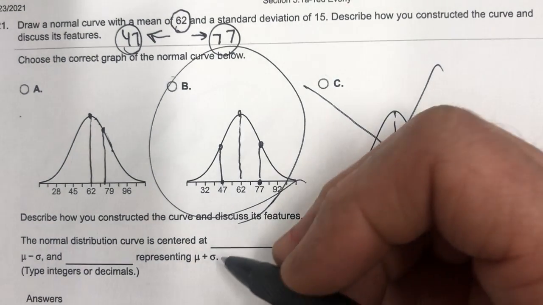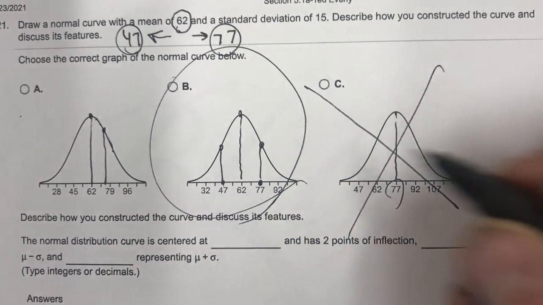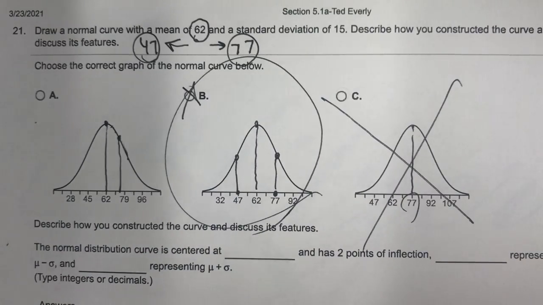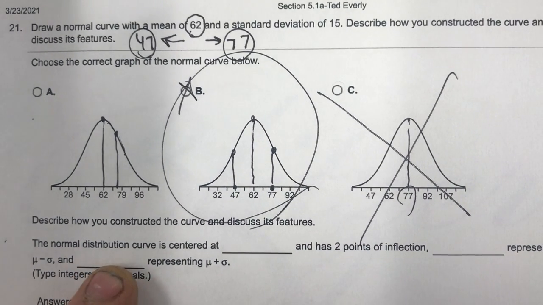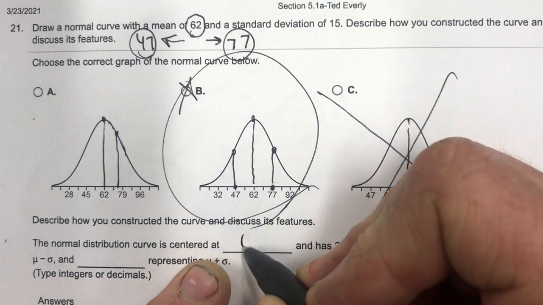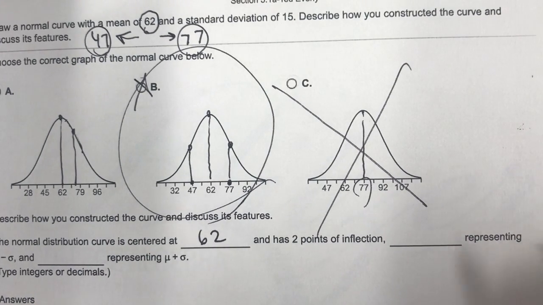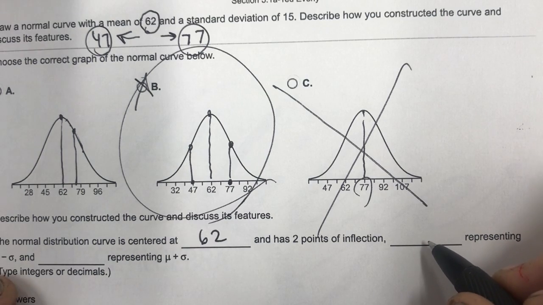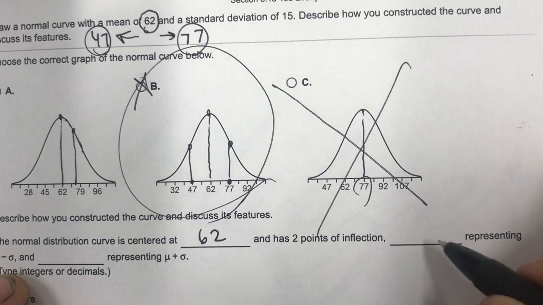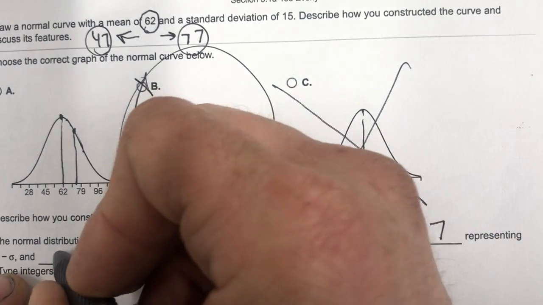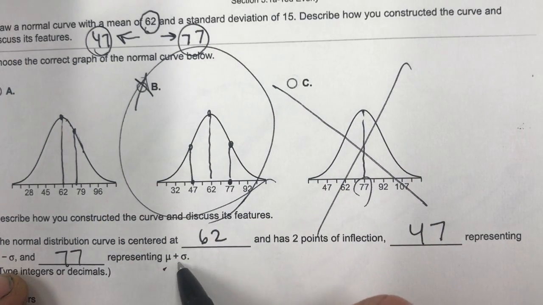Okay, let's see here. I select B right here. Now the normal distribution curve is centered at 62 and has two inflection points. Mu minus sigma would be the 47, and then 77 is mu plus sigma.